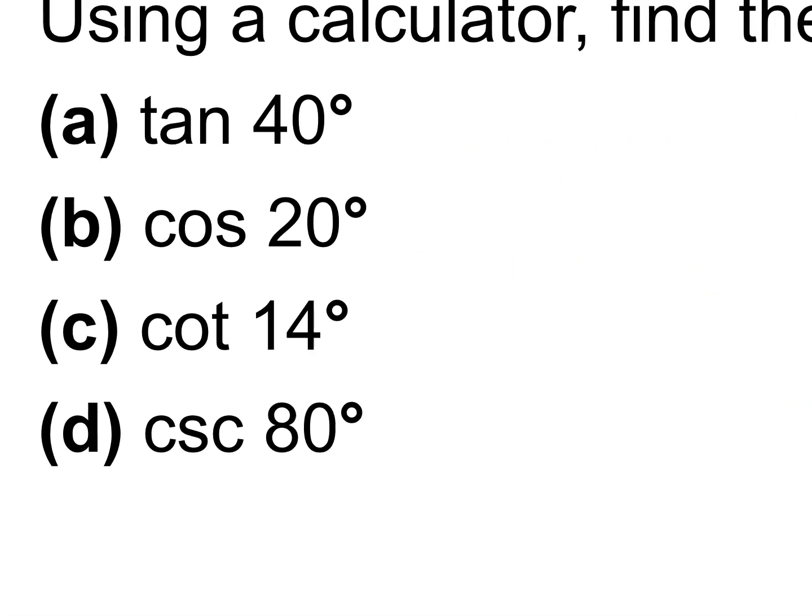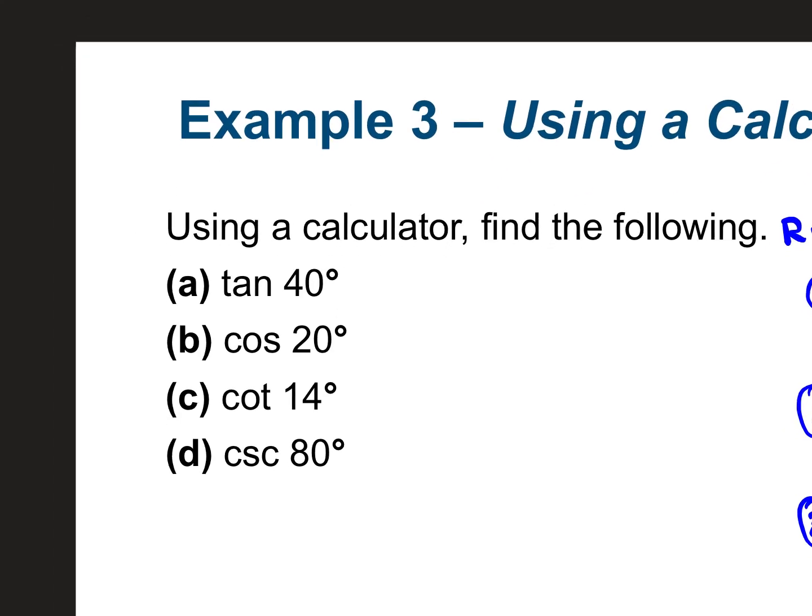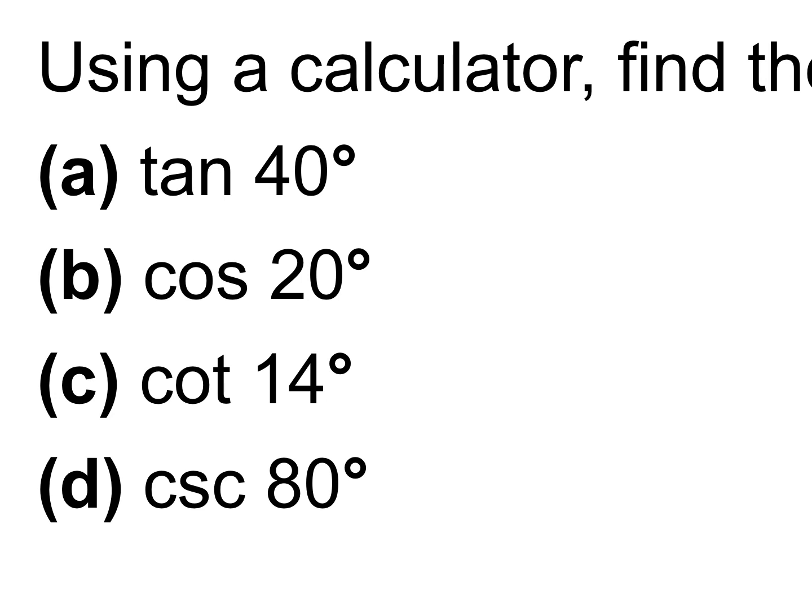So let's practice. Tangent of 40, round to 4 decimal places. So hit tan 40, enter. What do you guys get? 0.8391. Agreed. 4 decimal places. Cosine 20. 0.9397. Okay.